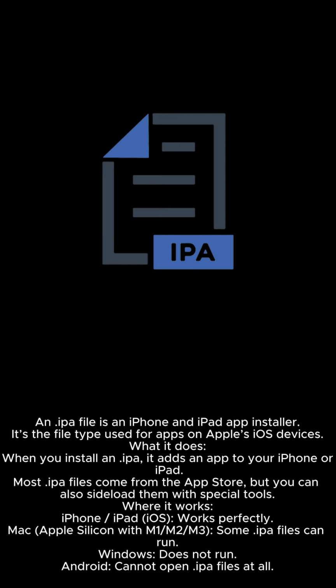An .ipa file is an iPhone and iPad app installer. It's the file type used for apps on Apple's iOS devices. What it does: when you install an .ipa, it adds an app to your iPhone or iPad. Most .ipa files come from the App Store, but you can also sideload them with special tools. Where it works: iPhone, iPad iOS, works perfectly. Mac Apple Silicon with M1, M2, M3, some .ipa files can run. Windows, does not run. Android, cannot open .ipa files at all.